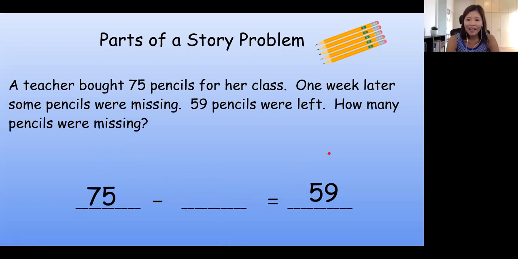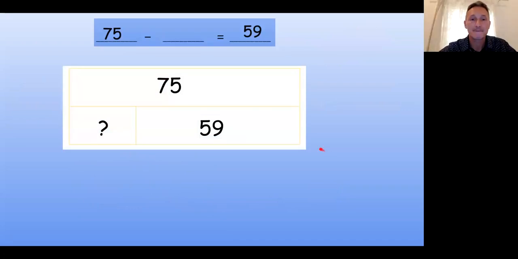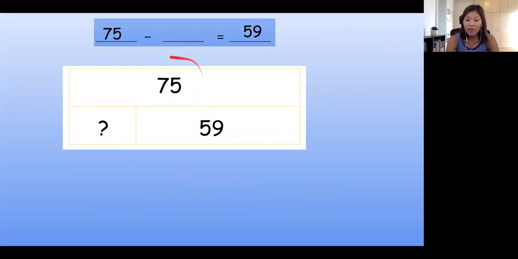Yes, and we can try that on our bar model. Here we go. So 75, we knew it started with 75 pencils. That was the total. And some went missing. We're not quite sure, but then we still have 59. So I'm going to ask you this question, grade 2 friends. How would you solve for this problem? Would you use a count on, or would you count back? Let's think about it first.